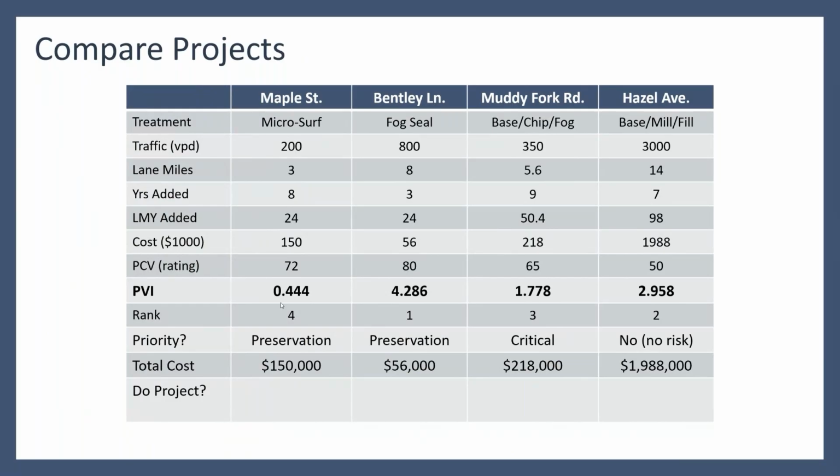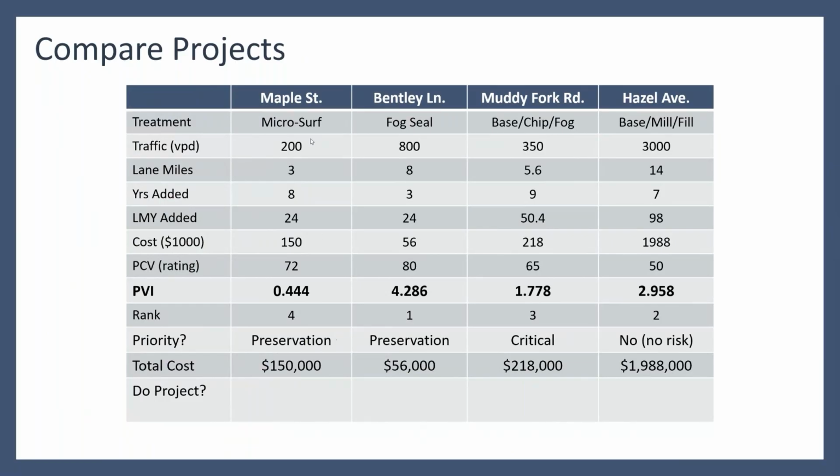So at Maple Street, we've got a value of 0.444. Bentley Lane is a 4.286. Muddy Fork Road is 1.778. Hazel Avenue is 2.958. Now, I think we're pushing it a little bit on Hazel Avenue that mill and fill is going to last very long, but it ranks in at number 2. Remember that calculation does give some priority to the poorer condition roadways.